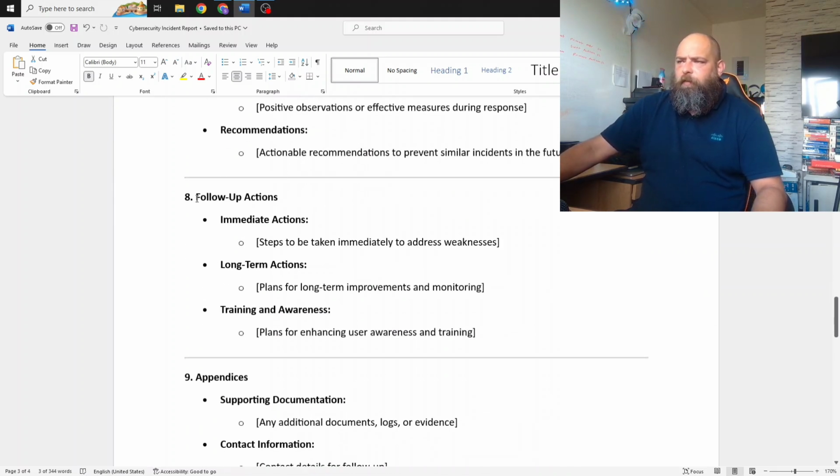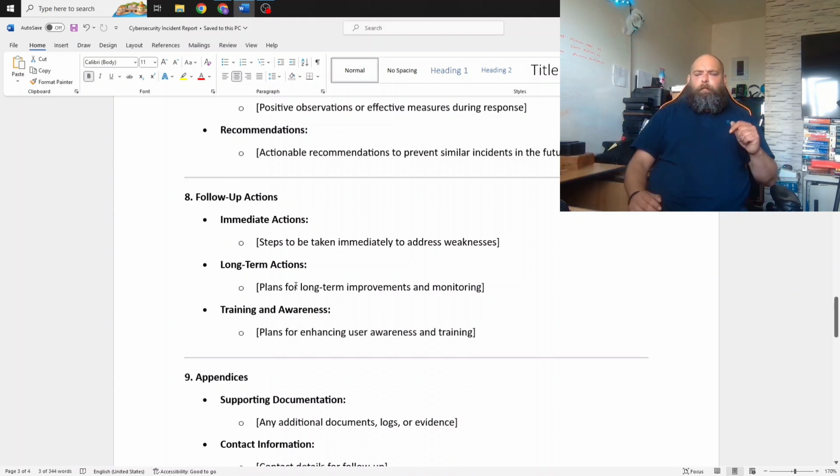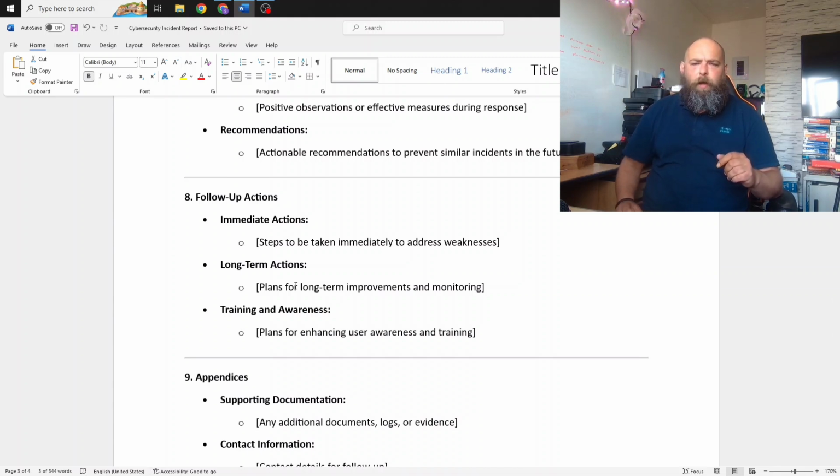Section 8 leads us to follow-up actions. So we would have immediate actions. Those are steps to be taken immediately to address weaknesses. Long-term actions, so this is plans for long-term improvement and monitoring. Then of course the final section of that part is training and awareness, so plans for enhancing user awareness and training.